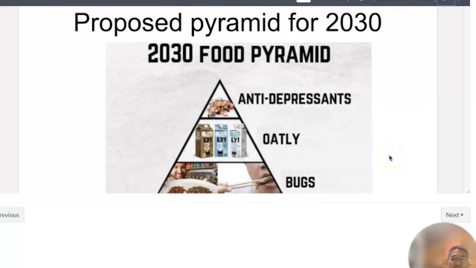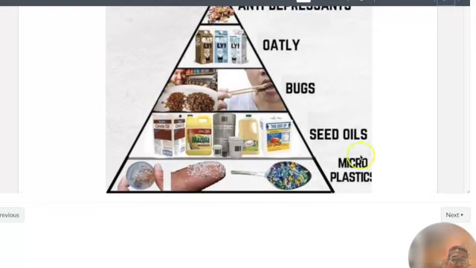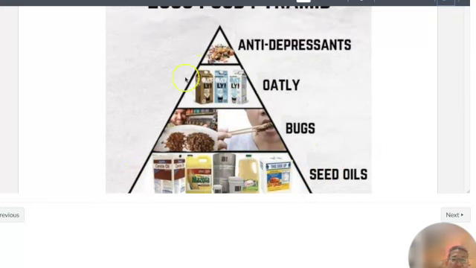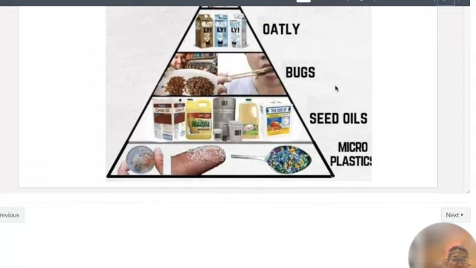This is the new food pyramid. Of course, we eat a lot of microplastic. Seed oil is terrible. Okay, it's synthetic. They want you to eat bugs, oat milk, and all that. You know, it's all bad. Okay, antidepressant on top. Okay, this is not going to be good for you.